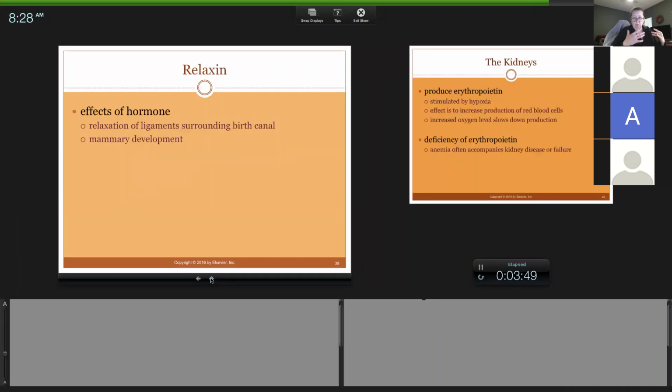Now, relaxin comes in later, and this makes a lot of sense because when the fetus is fully developed and they're ready to give birth, relaxin is going to be released, and it's going to relax all the ligaments around the birth canal, and it's going to help with mammary development. So this one comes in later when they're ready to give birth, and it's going to relax everything.